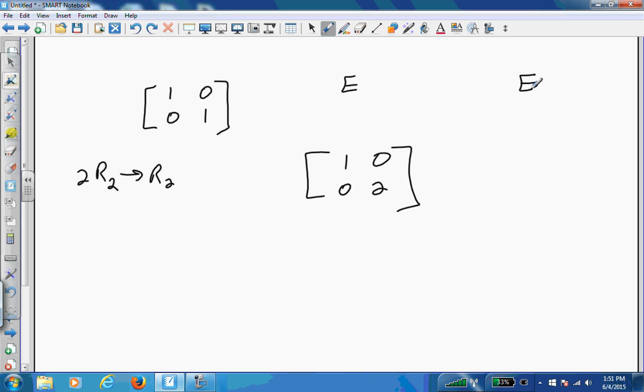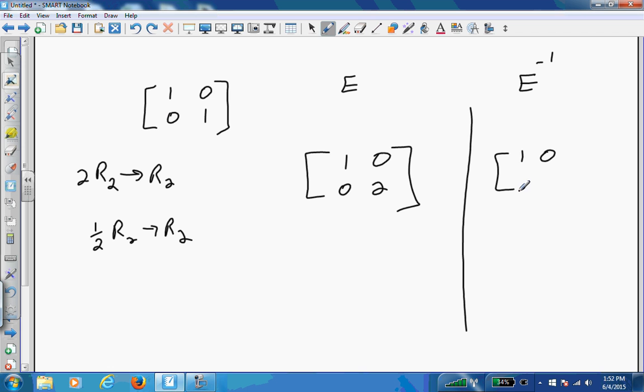If we want the inverse of that, then think about what's the inverse of multiplying by 2? The inverse of multiplying by 2 is to divide by 2, or multiply by 1/2. So the inverse elementary matrix of that, instead of multiplying the second row by 2, divide the second row by 2, so 0, 1/2.